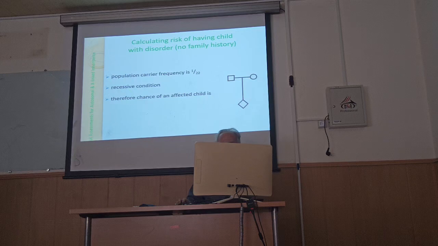Now we will have some example. If we have no family history, the carrier frequency in a population is 1 out of 22. Therefore, the chance of having an affected child for this couple is 1/22 multiplied by 1/22 multiplied by 1 out of 4.